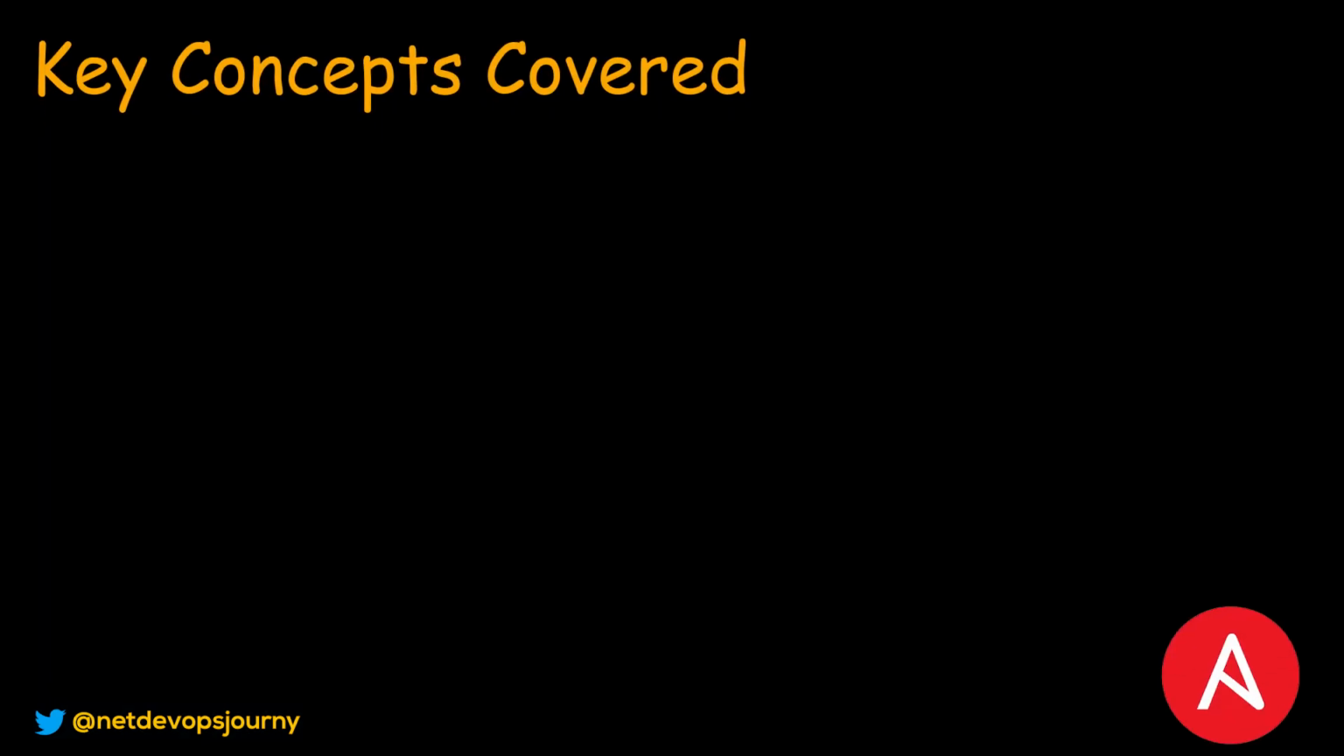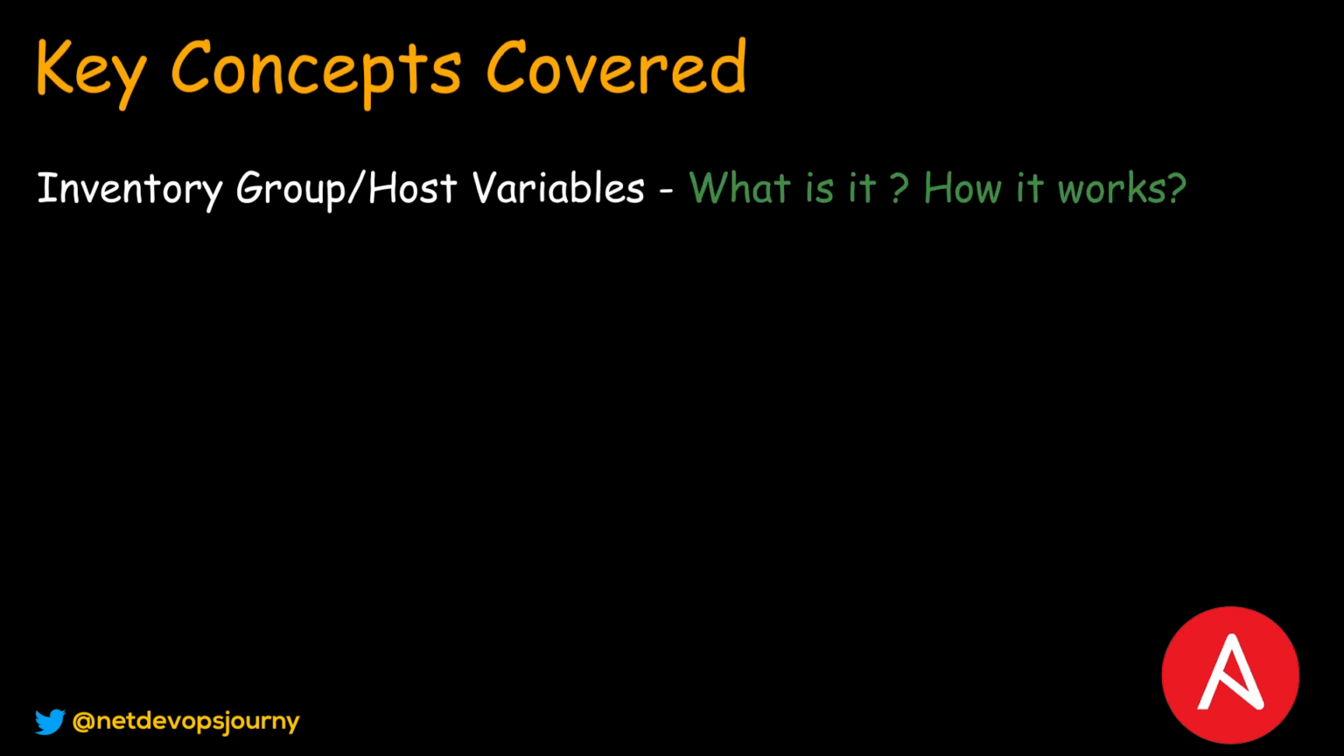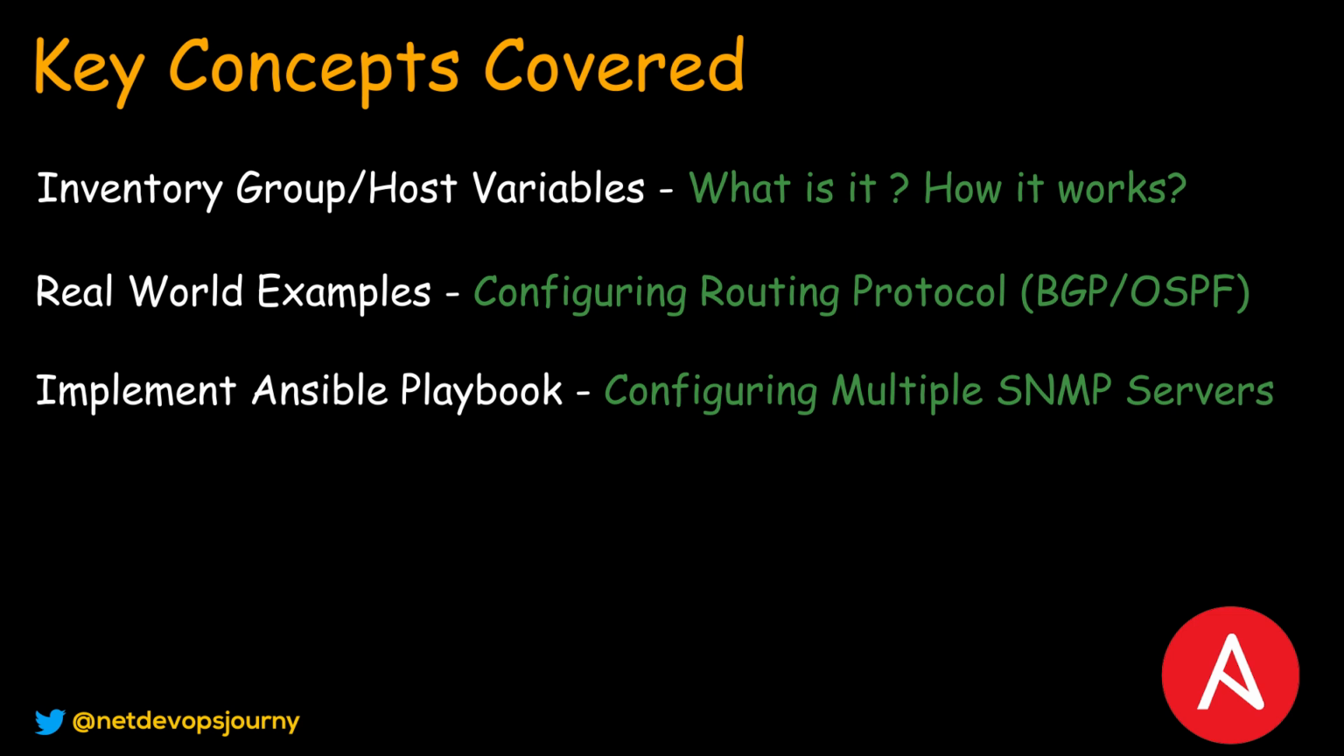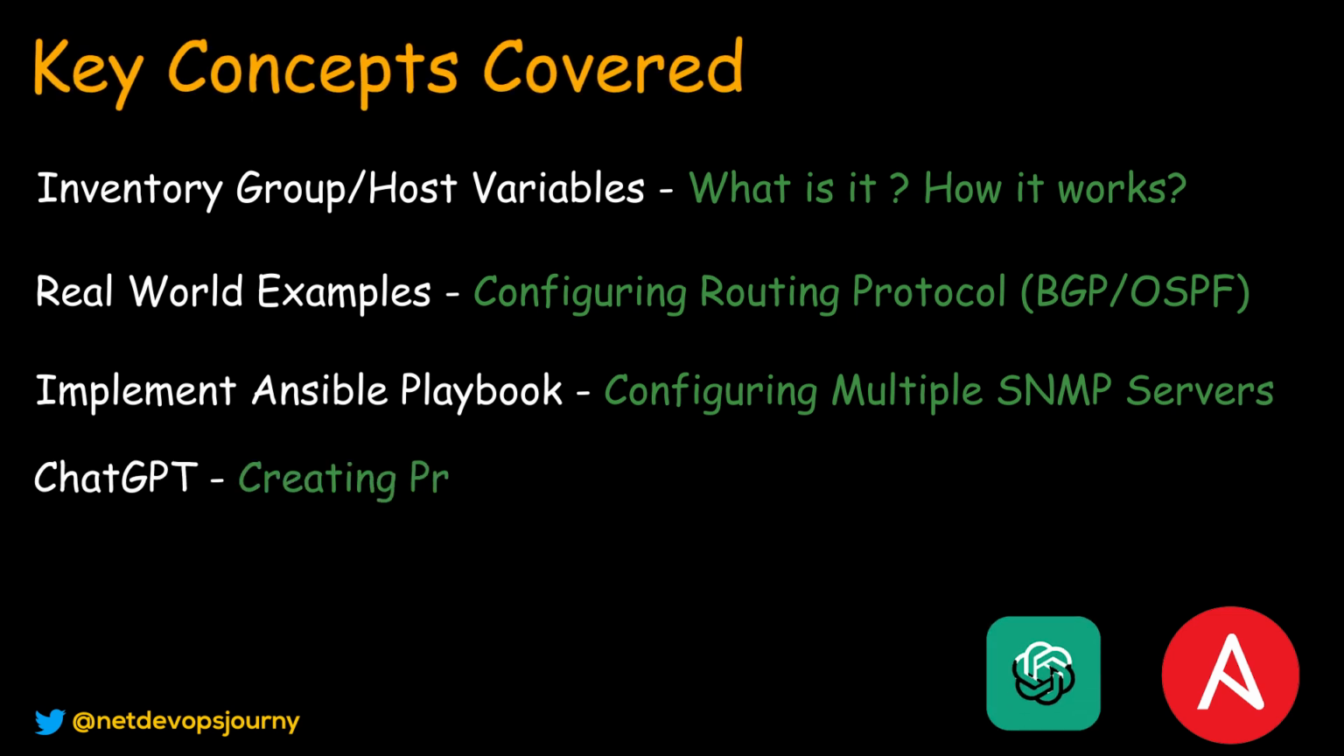So we'll start off by going over the basics of inventory variables first, like what they are and how they function. Then we'll look at some real world examples where the group and host variables can come in handy. In addition to that, we'll also implement a playbook calling those host and group variables. We will be using ChatGPT for this demo so that we can generate the code for our playbook. So this is going to be an interesting demo.